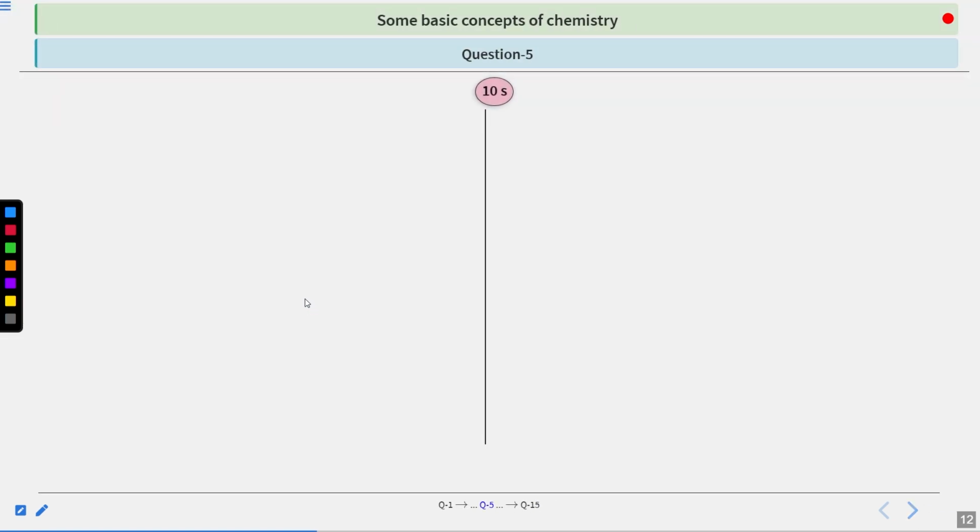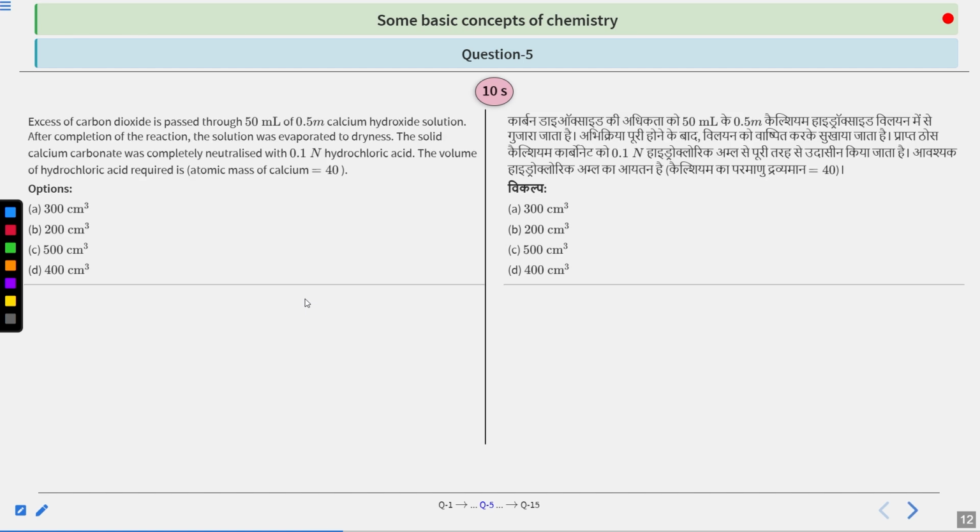Moving on to question number 5. Question number 5 says that excess carbon dioxide is passed through 50 ml of 0.5 molar calcium hydroxide solution. After completion of the reaction, the solution was evaporated to dryness. The solid calcium carbonate was completely neutralized with 0.1 normal hydrochloric acid. The volume of hydrochloric acid required is? Atomic mass of calcium is 40.